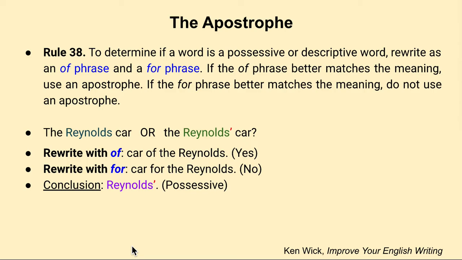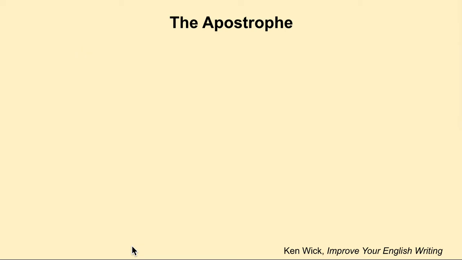Let's look at two more examples of this. Is it the New Leaders Guide without an apostrophe, or the New Leader's Guide with an apostrophe? I know it's not in a sentence, but just imagine it in a sentence. Which do you think it is? No apostrophe means it's a descriptive, effectively an adjective describing a noun. Or is it a possessive?